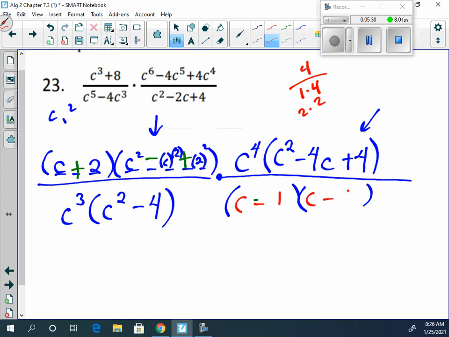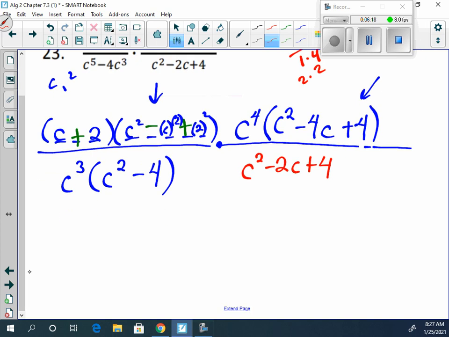So we can try c minus 1 and c minus 4. So let's check this. C times negative 4 is negative 4c. Negative 1 times c is negative c, which gives us negative 5c. Is that what we wanted? No. Are there any other things that we can try? Well, no, right? And if we checked it, this here works out to not be factorable. So c squared minus 2c plus 4 will not factor.